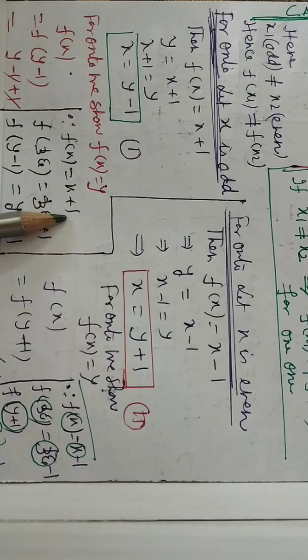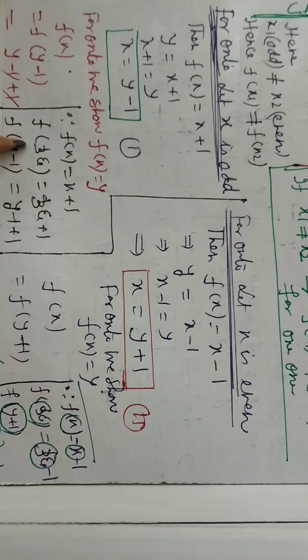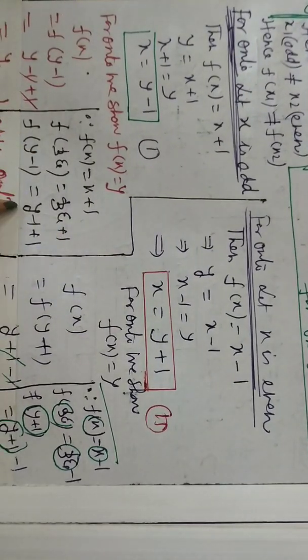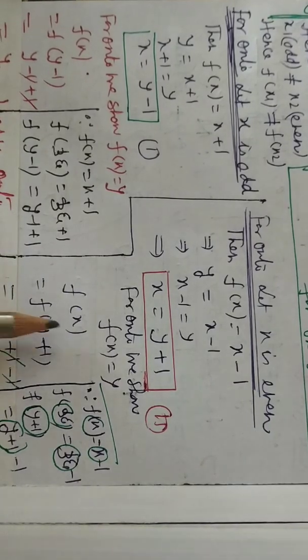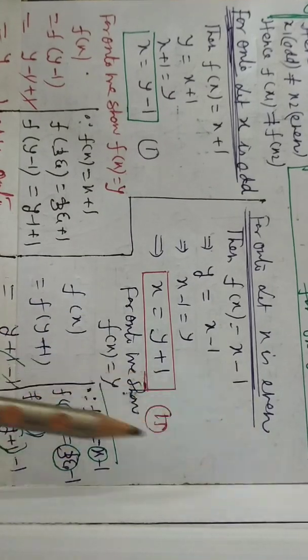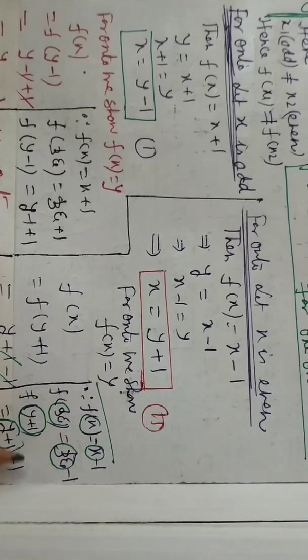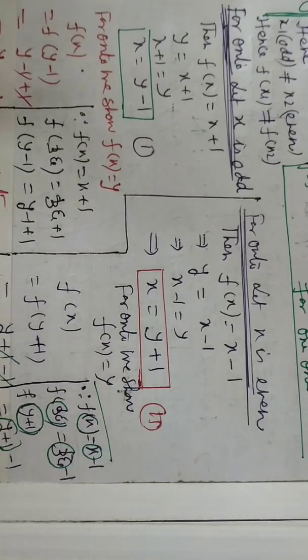Since f(x) is equal to x plus 1 for odd, f(y minus 1) is equal to y minus 1 plus 1, 1 cancels, is equal to y, hence onto. Here also x is equal to y plus 1. Now for even, f(x) is x minus 1, so f(y plus 1) is equal to y plus 1 minus 1, 1 cancels, y. Hence again onto.